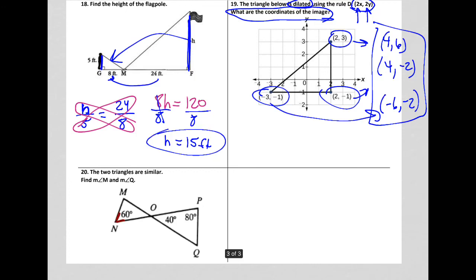So that's 60. Well, guess what? That has to be 60 then, because they're corresponding. If this is 80, guess what? That's 80. So now we know the measure of angle M, remember little m means measure, is 80, and the measure of angle Q equals 60.